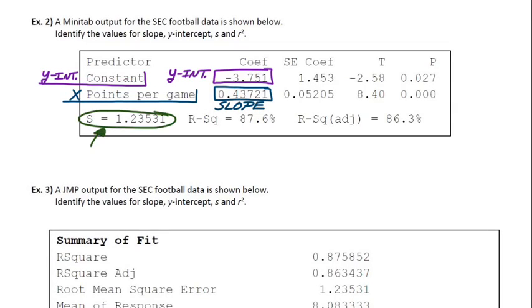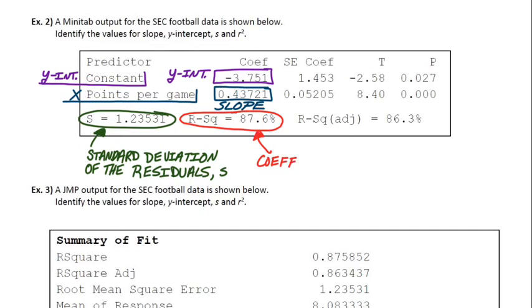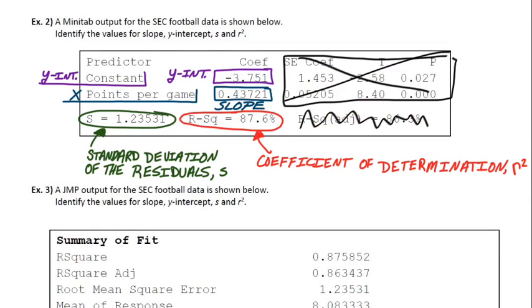And then S, although it's not lowercase, would be this value right here. So that's our standard deviation of the residuals. Last but not least, hopefully it's kind of obvious to you again, and I know it's not in lowercase here, but this would be our R squared value, which is our coefficient of determination. We don't need this R squared adjusted thing. You can pretty much throw that out for this class. In fact, at this point, we can pretty much ignore all this other stuff. We found the slope, the y-intercept, S, and R squared. So it outputs a lot more things that at this point in time we don't need.